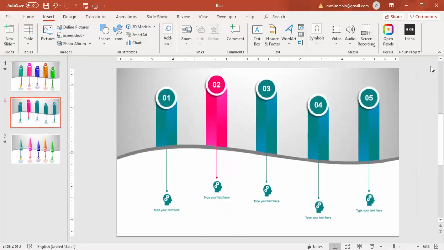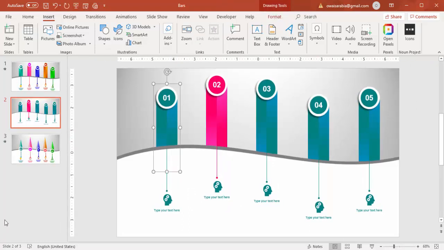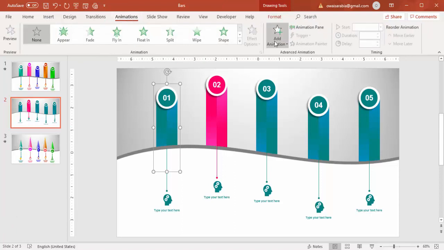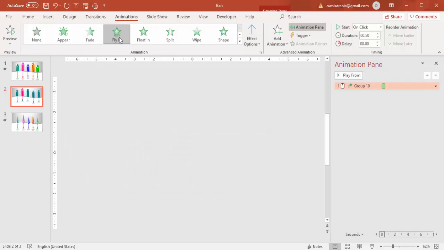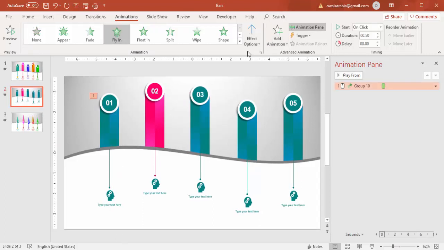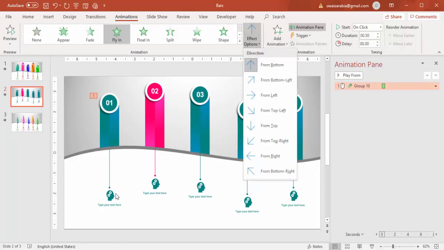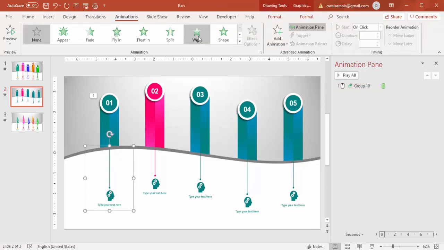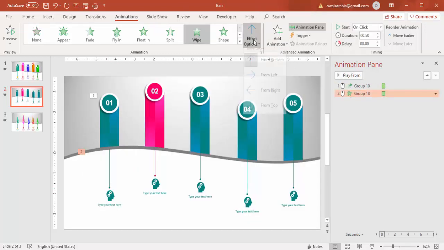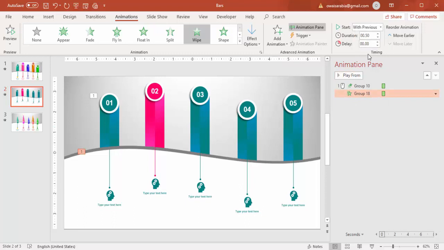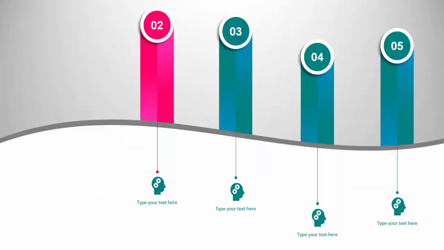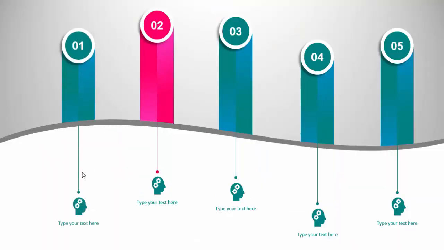It's time to do some animations now. Go to animations, enable the animation pane, select the first option and say fly in. So fly in from bottom, that is okay, and select this one. I'm going to say wipe. Wipe should happen from top, and make it with previous, and you can delay 0.25 seconds. If you see here, when I click, it comes together.